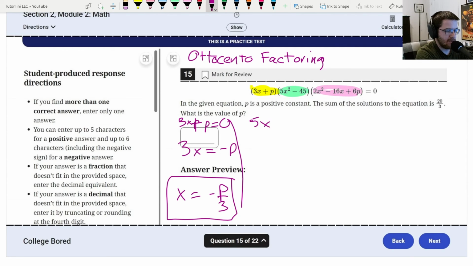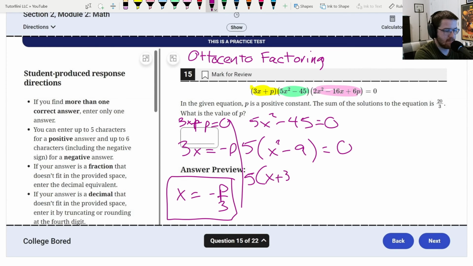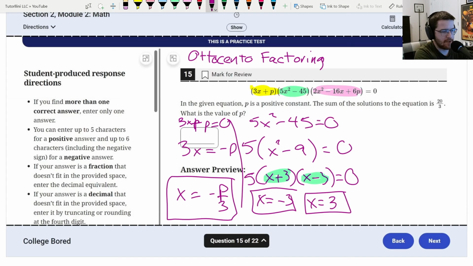The second one, 5x squared minus 45 equals 0. I notice we have a common factor of 5. So x squared minus 9. Now I'm going to use difference of two squares, which is also covered in the factoring video. Please go watch that if none of this is making any sense. So this would be x plus 3, x minus 3. And now we're going to do the zero product property on this. So you see these two, if I set each of these equal to 0, I get x equals negative 3 and x equals 3. You could have also done something else, but I don't want to give it away. Let's go over that in a second.